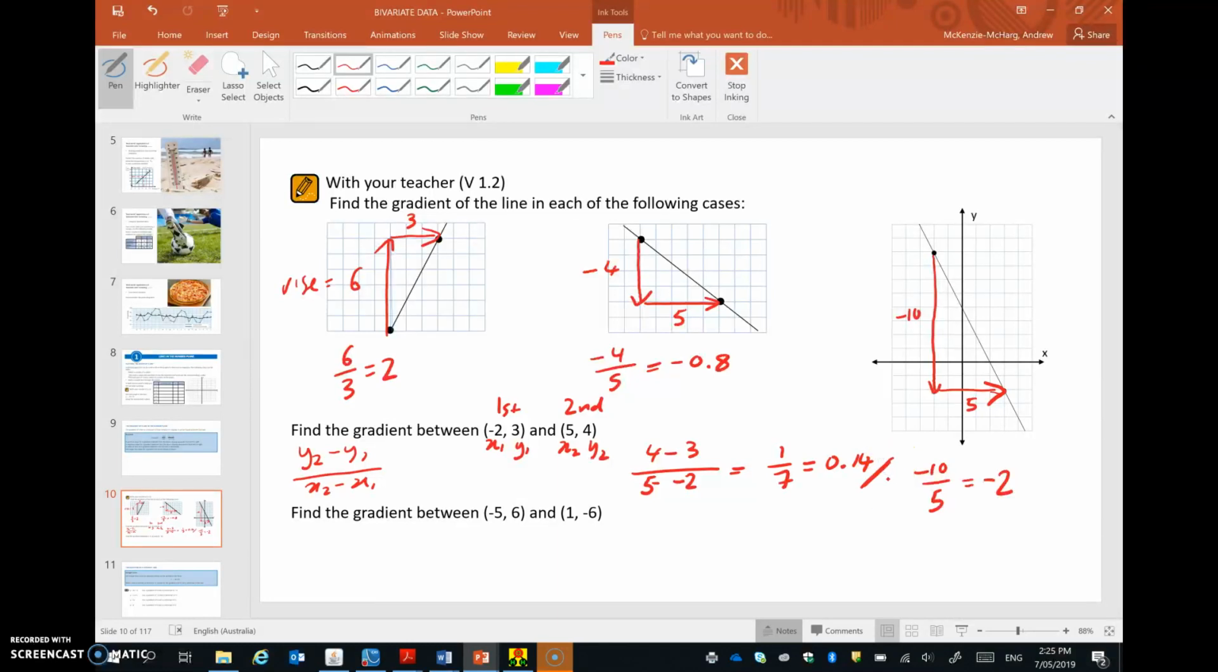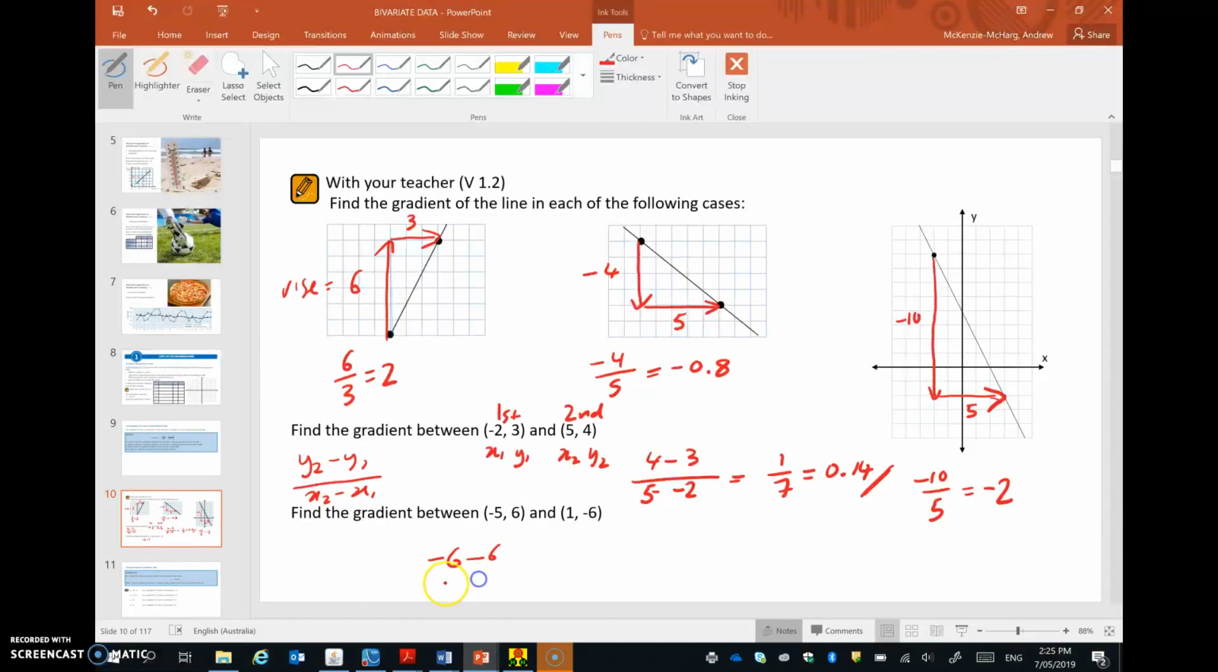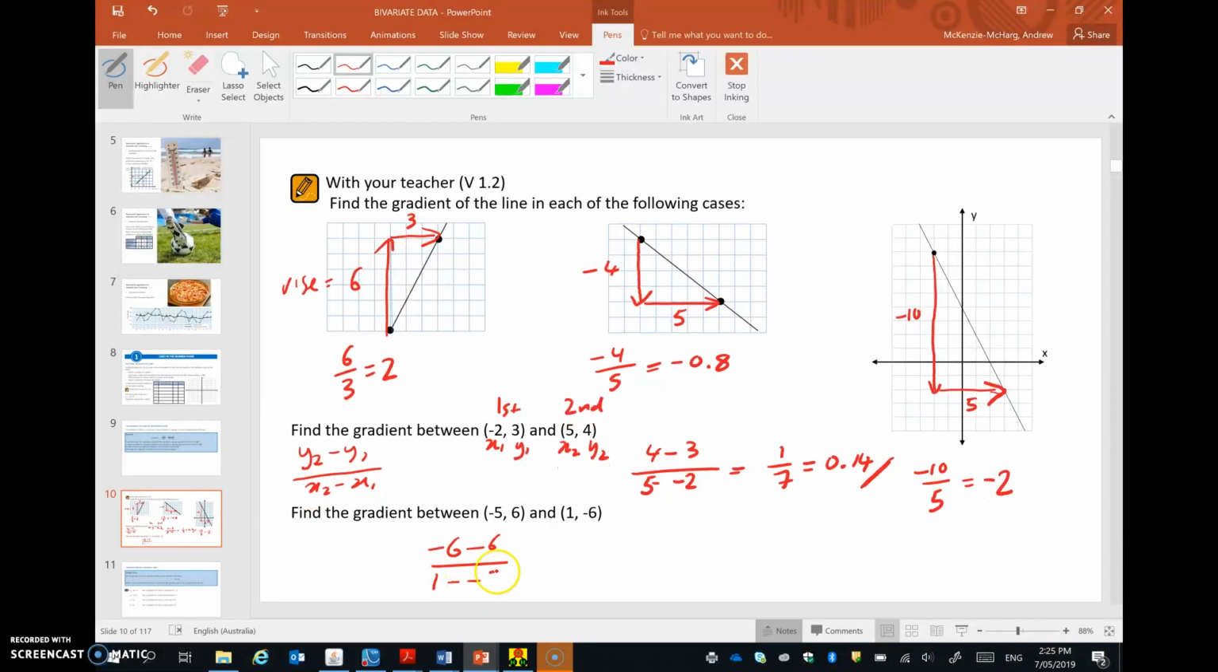Okay, and this last one, you might want to pause the video, then I'll have a go at it and show you how it's done. Okay, so let's see. We're going to get negative 6 take 6 over 1 take negative 5, which gives negative 12 over 6, which is a grand total of negative 2 for this one.